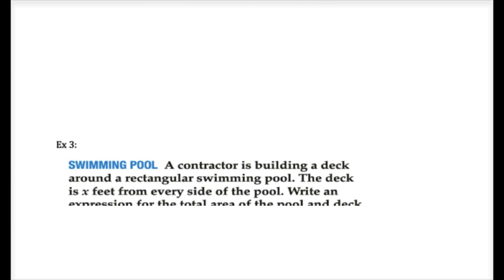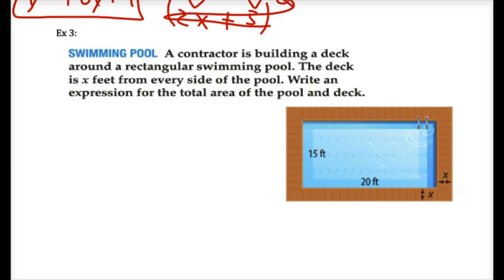Next. Yes, Nico, we're doing the swimming pool problem. A contractor is building a deck around a rectangular swimming pool. The deck is x feet from every side of the pool. They show it to you right here, but it's also over here. It's x feet from the pool, that's how wide it is. And up and down here it would be x as well.